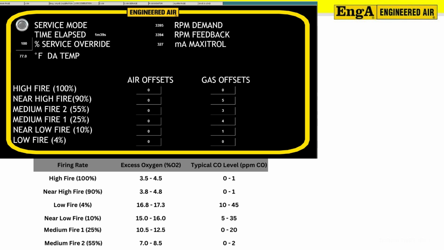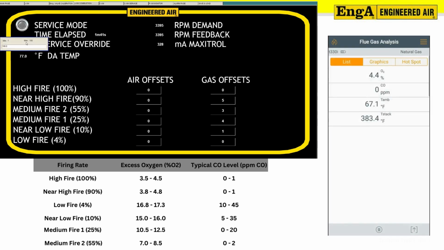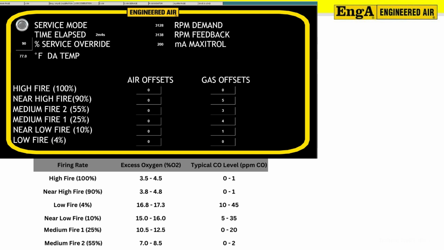Next, enter 90 into the service override box. Once the RPM demand, feedback, and milliamp signals have stabilized again, wait until the combustion analyzer measurements have also stabilized and compare the O2 and CO measurements to the values on the second row of the table. If the oxygen levels are out of the specified range, you can adjust the combustion blower RPM by increasing or decreasing the 90% air offset.